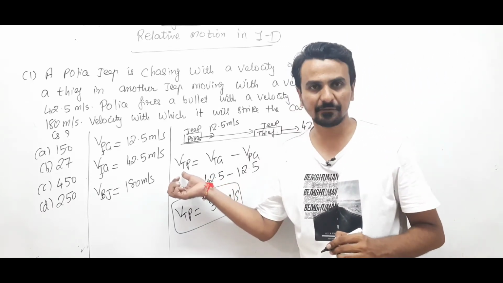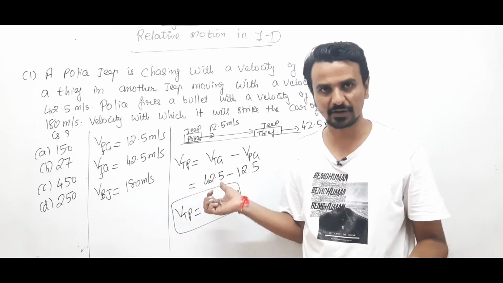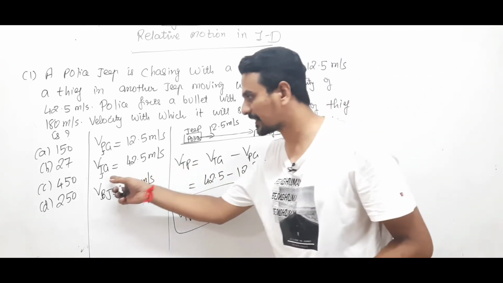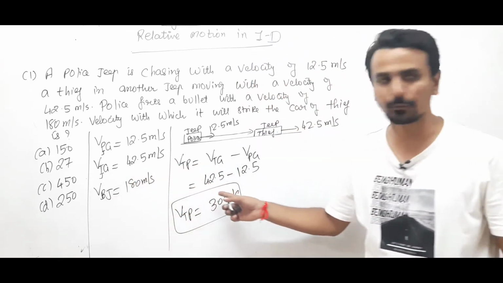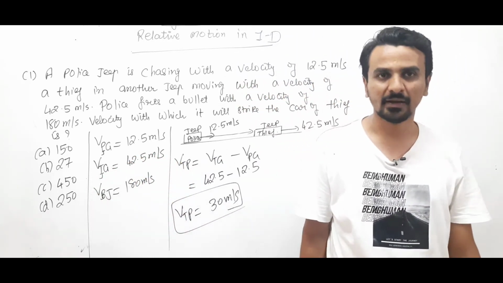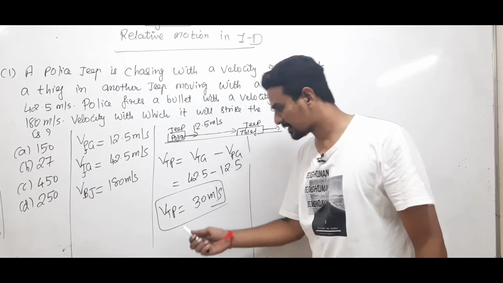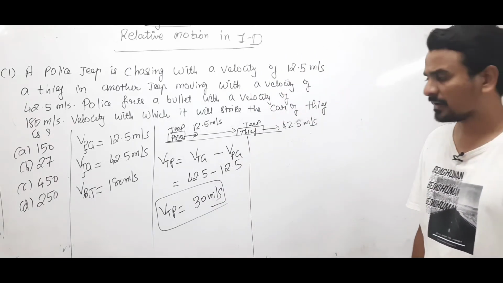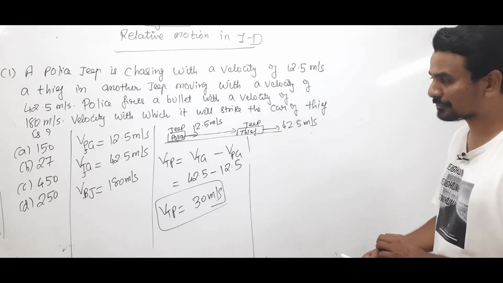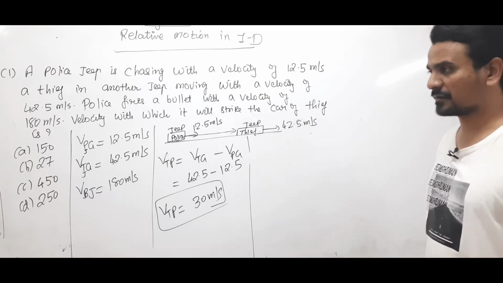Clear? The velocity of the thief with respect to police will be equal to the velocity of the thief minus the velocity of the police, and both are with respect to ground. So the values are given to you. The velocity of the thief with respect to ground is given as 42.5 and the velocity of the police with respect to ground is given as 12.5, right? So 30 is the velocity of the thief relative to the police, which is 30 meter per second, and we have been told to calculate the velocity of the bullet with which it will strike the car of the thief.